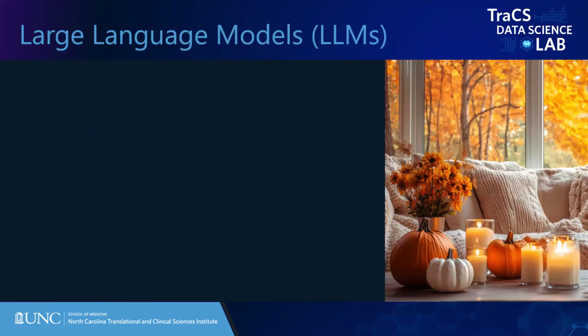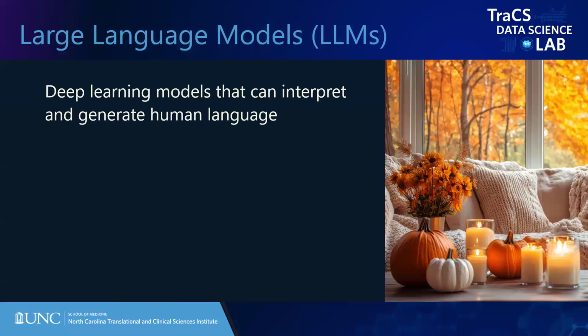And then this is where large language models come in as well. So LLMs are a specific category of NLP. And these are deep learning models that can interpret and generate human language. So again, NLP is a broader term for when you're having computers interact with human language in some way. And then the LLMs are a specific kind of NLP, which allow computers to communicate convincingly using human language.